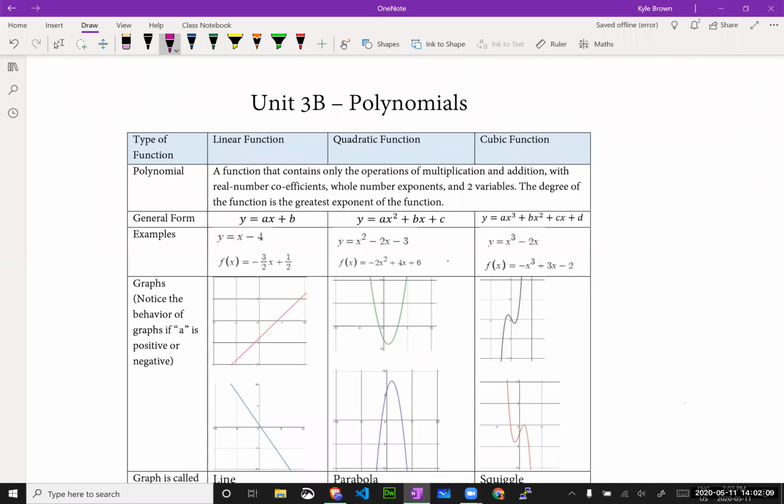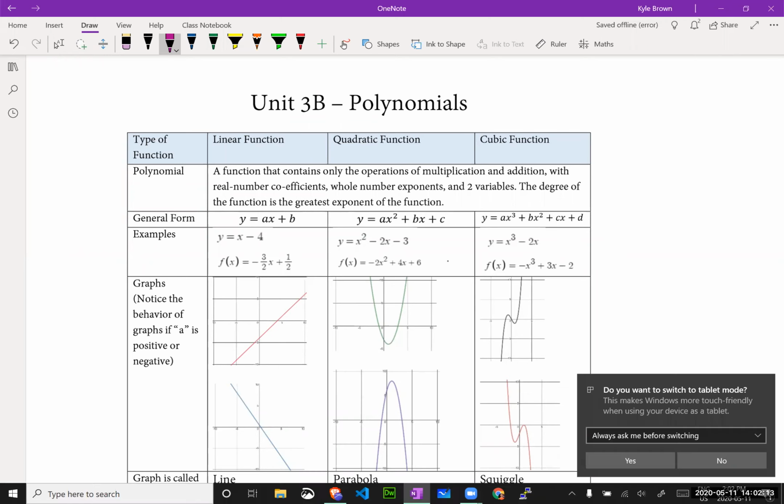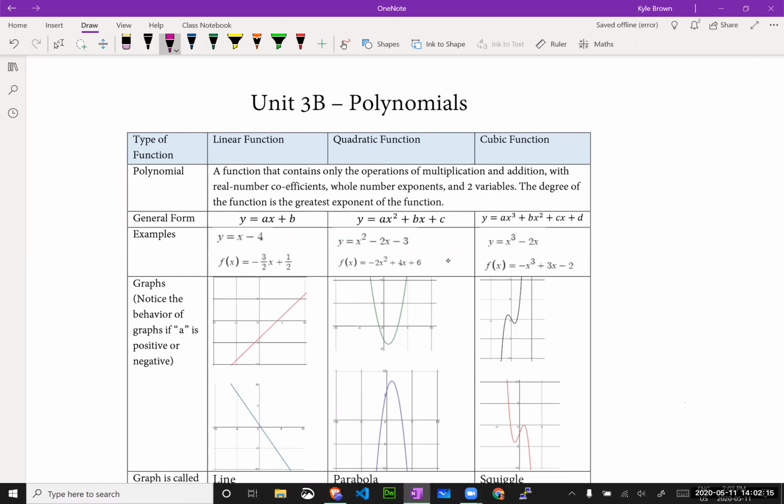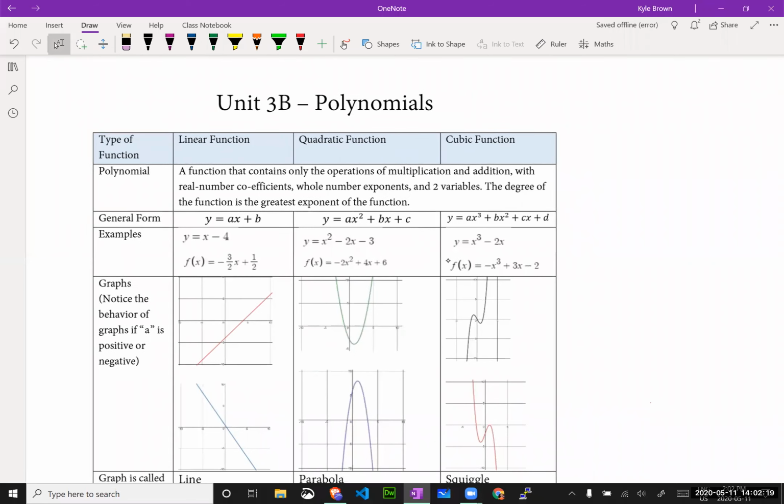So unit 3B, polynomials. Right, so this actually isn't that new for you guys. Well, maybe you don't remember it. I can imagine that. But this was grade 10, right?